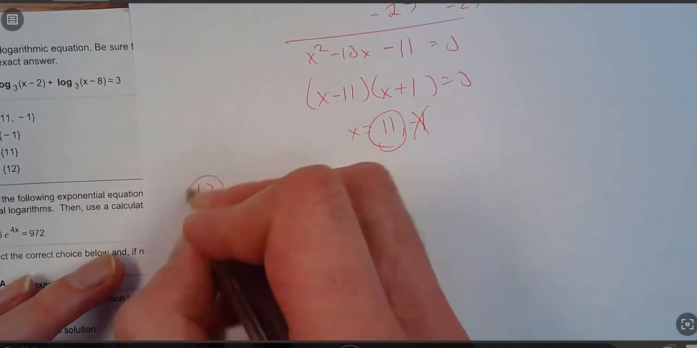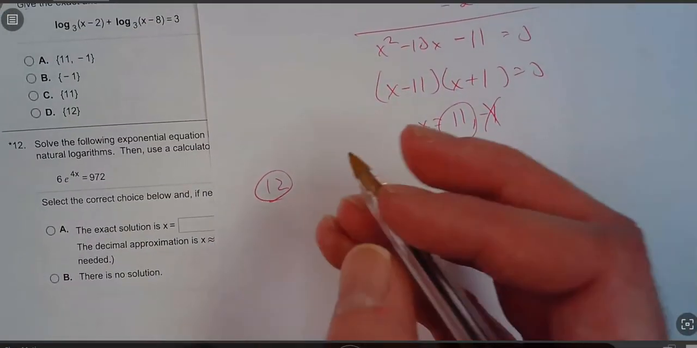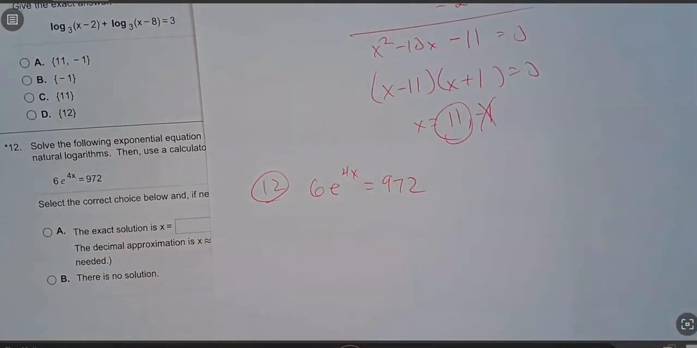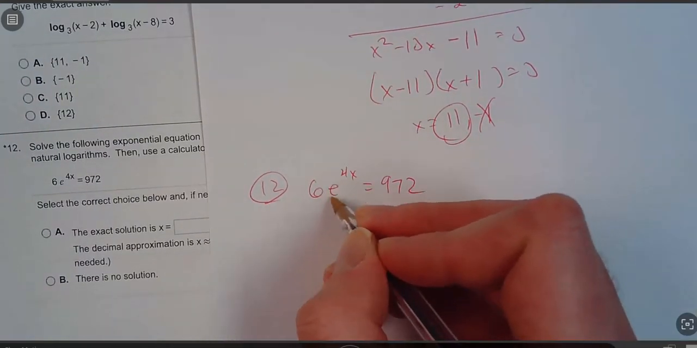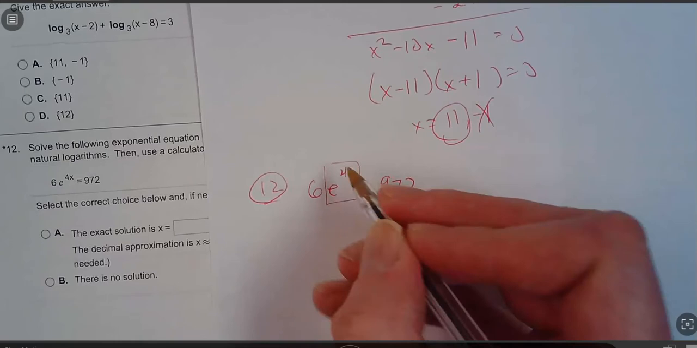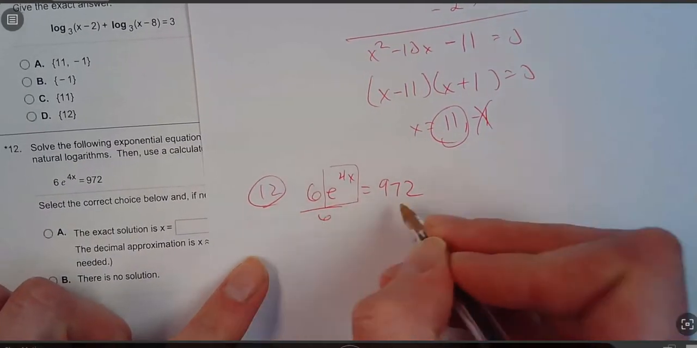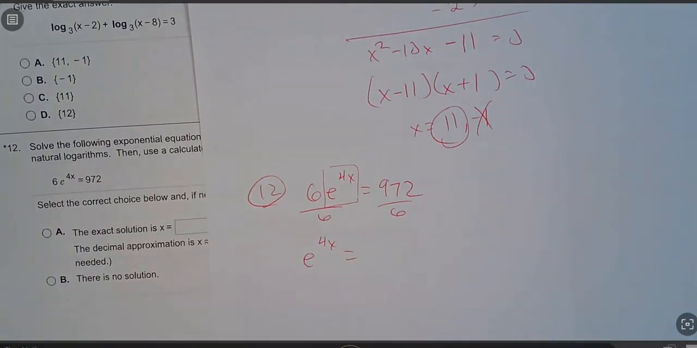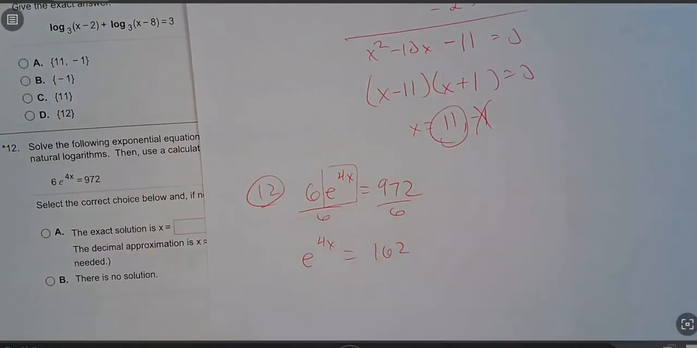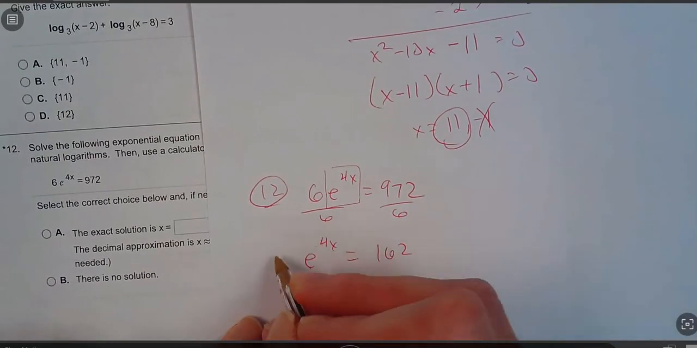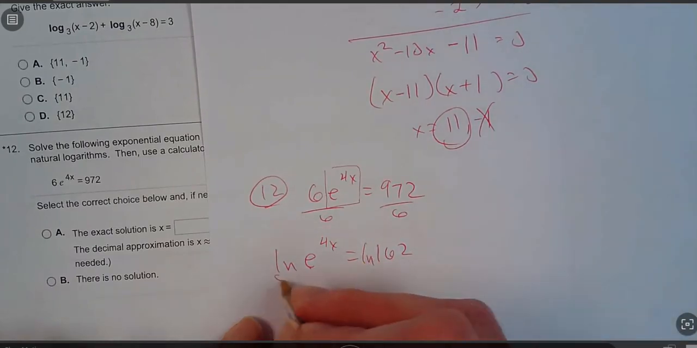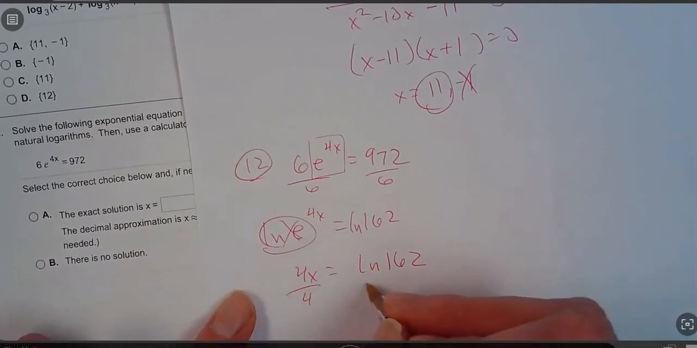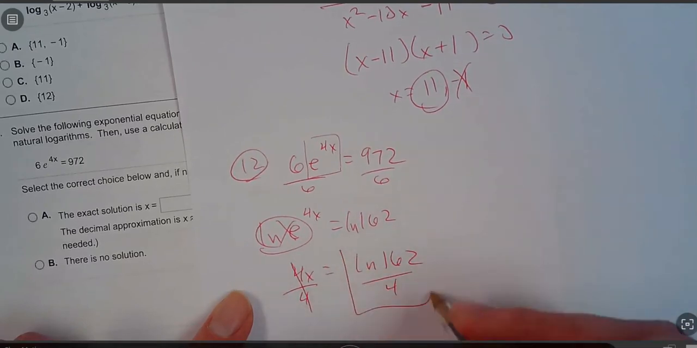Okay? And then the last one, number 12, I've got 6 e to the 4x equals 972. Now I want to get rid of that e. Before I use a logarithm, I got to make sure that the base and the exponent are by themselves. And they're not. They got a 6 out here, so divide by 6. So 972 divided by 6 is 162. Now, to get rid of the e, I'm going to do natural log. So natural log of both sides. So this is gone. I got 4x equals the natural log of 162. Divide both sides by 4. So this is the exact answer.